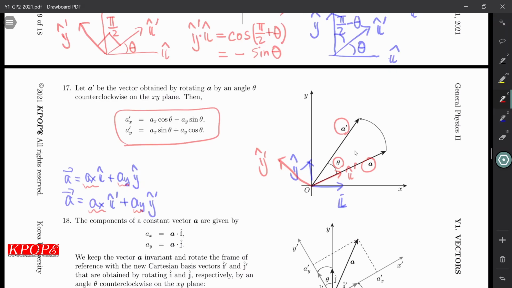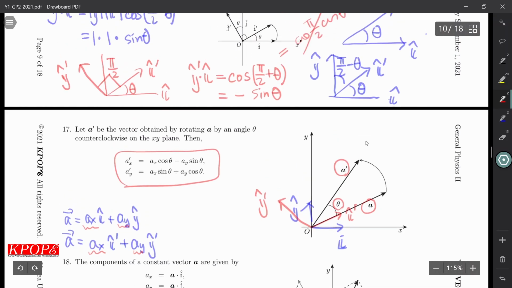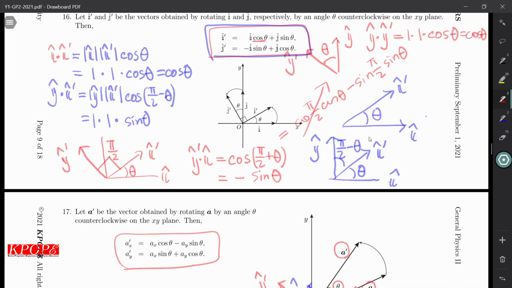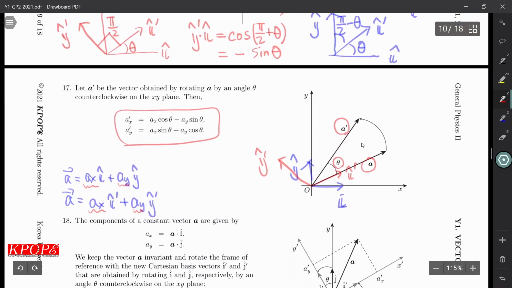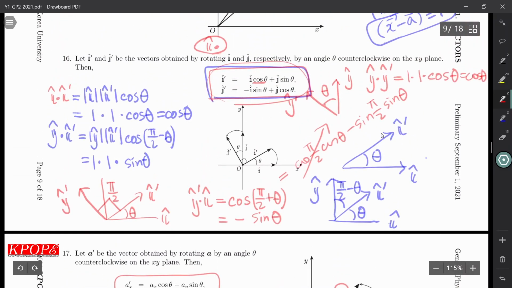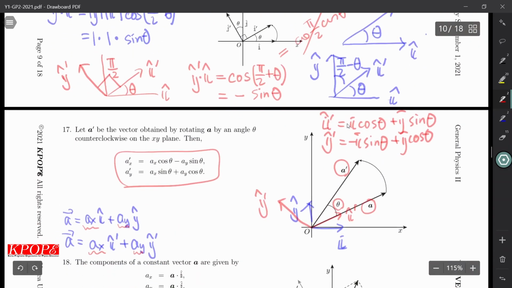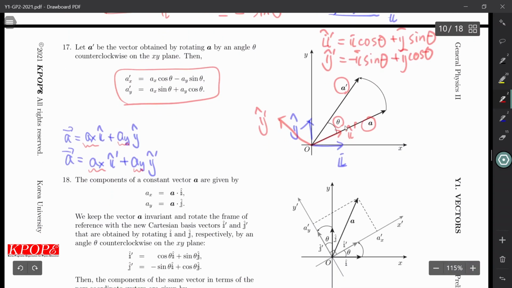Hence, what we can do is just substitute these results in here. I prime is I cosine plus j sine, j prime is minus I sine plus j cosine. Substitute these two values in here.